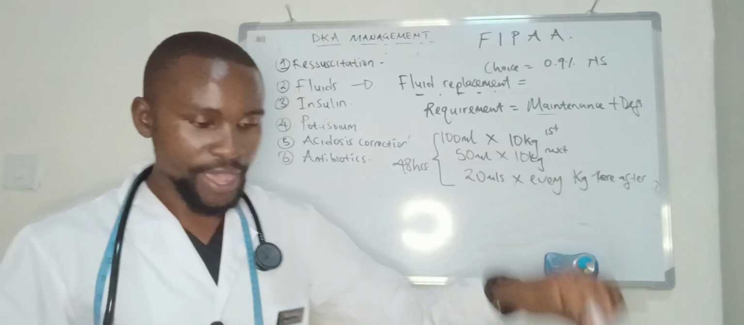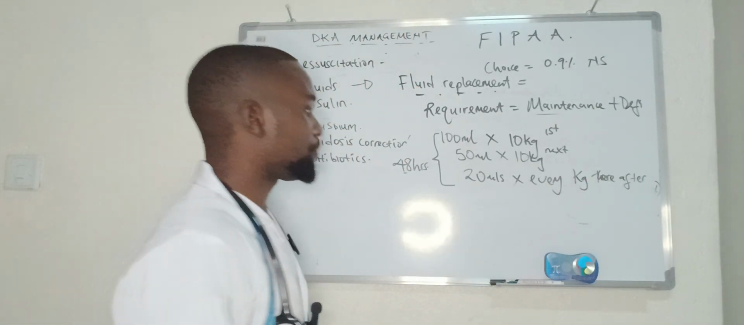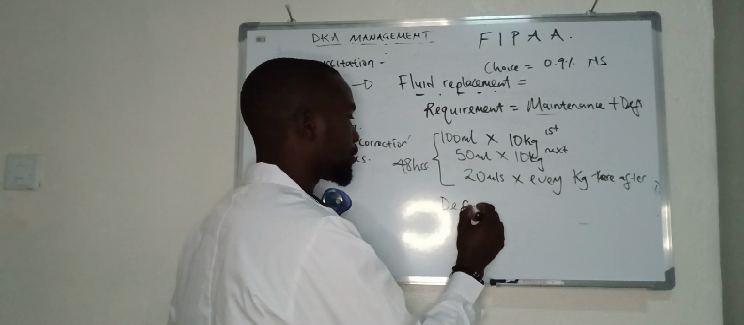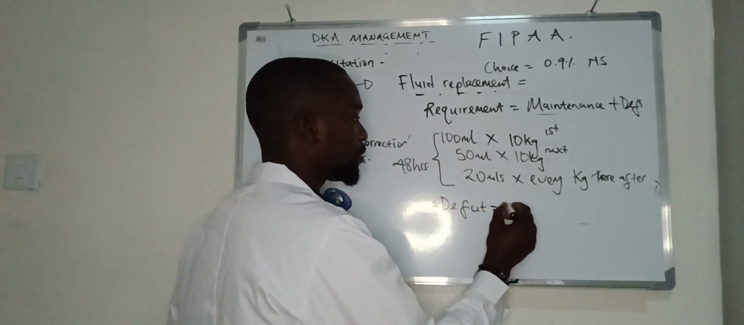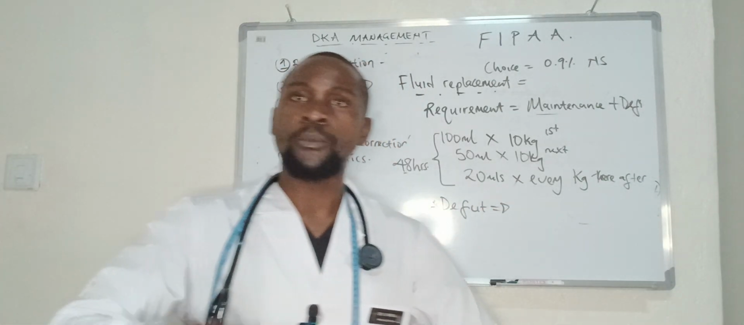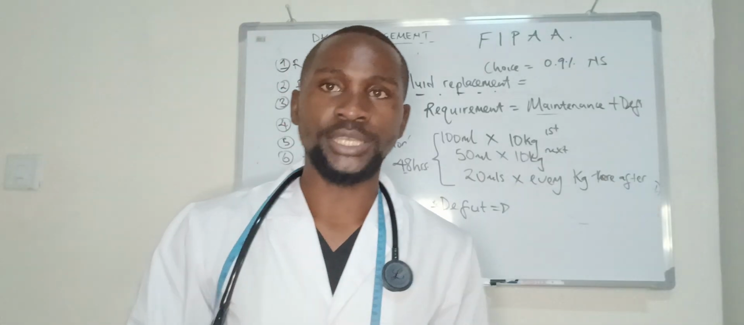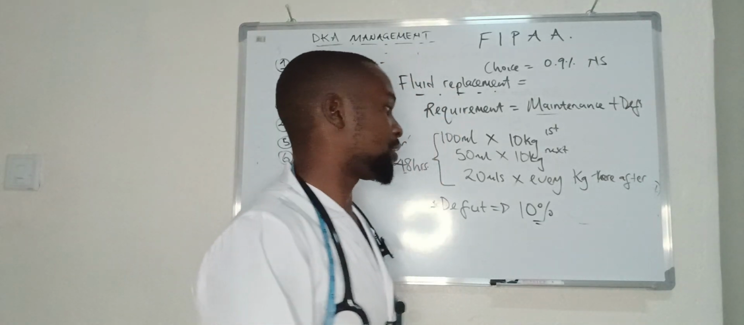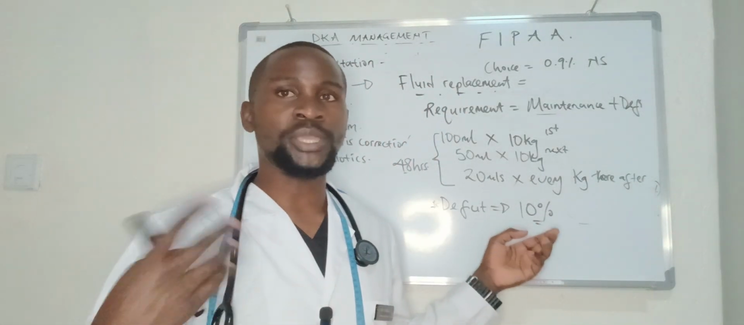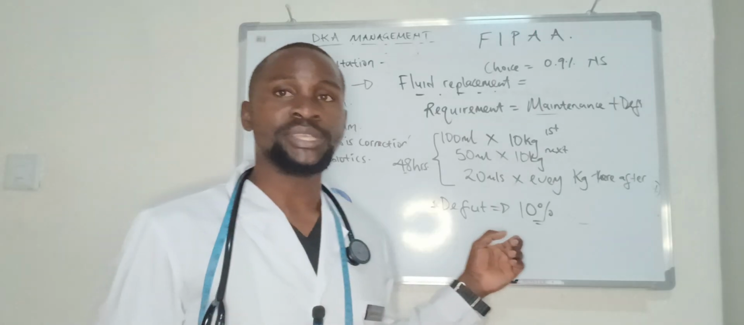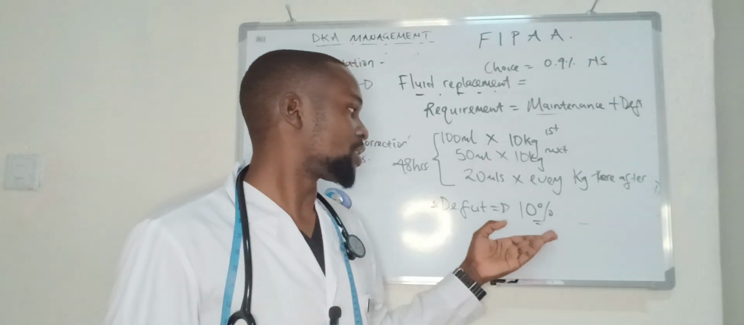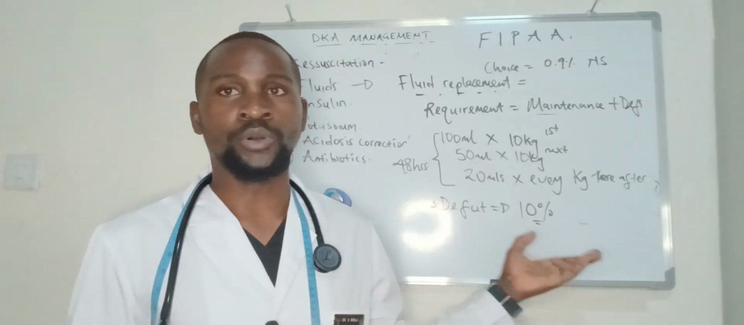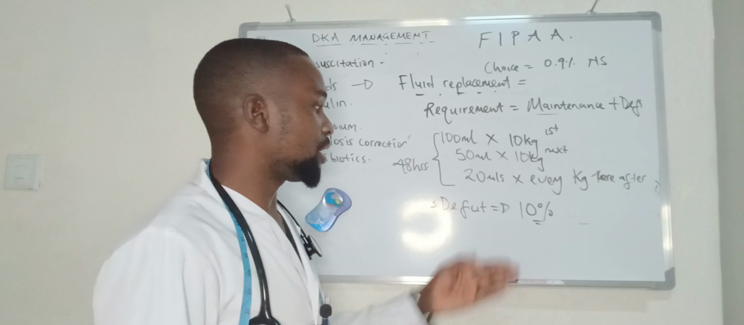But then how do we find the deficit? Your deficit is basically how much the patient has lost. So how much has this patient lost? Usually we use 10%, which denotes severe dehydration, because most of the patients will come severely dehydrated. So we use 10% as the deficit in managing DKA. 10% is what we're going to be using as the deficit in pediatric patients that come in with DKA across the board.